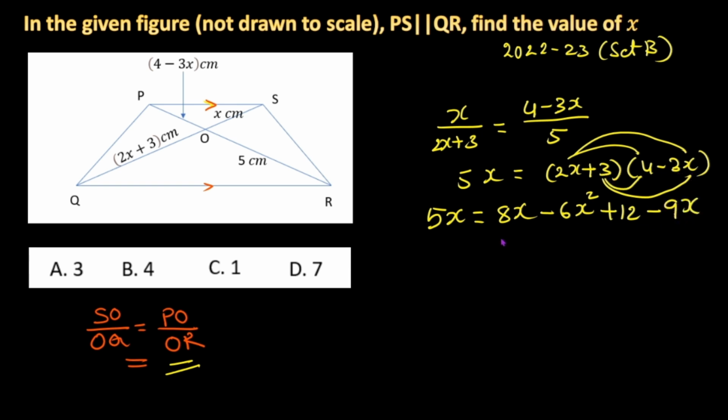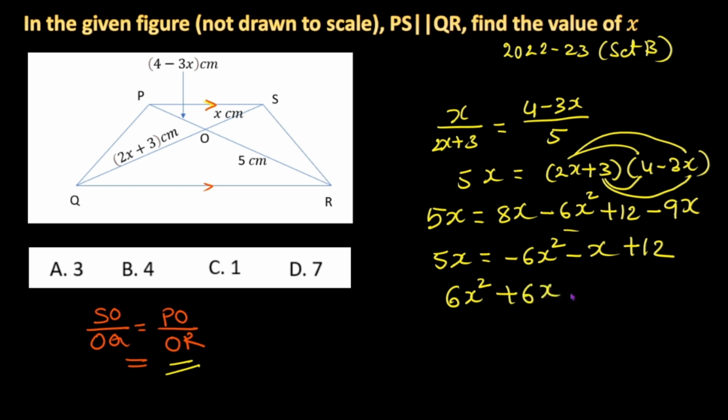Now bring all the terms to the left side of the equation. 5X equals minus 6X square, minus X, minus 9X, plus 8X is minus X, and plus 12. Bringing all terms to the left side, it becomes 6X square plus 6X minus 12 equals 0. Taking 6 common, this becomes X square plus X minus 2 equals 0.